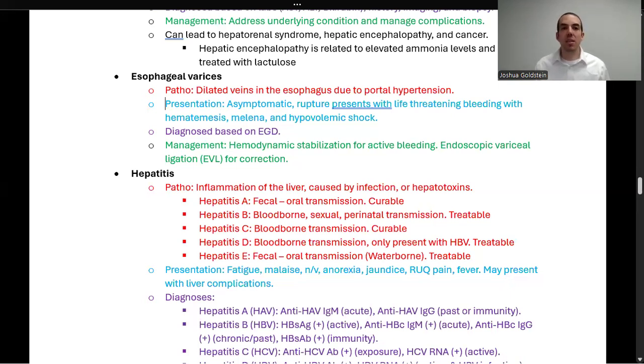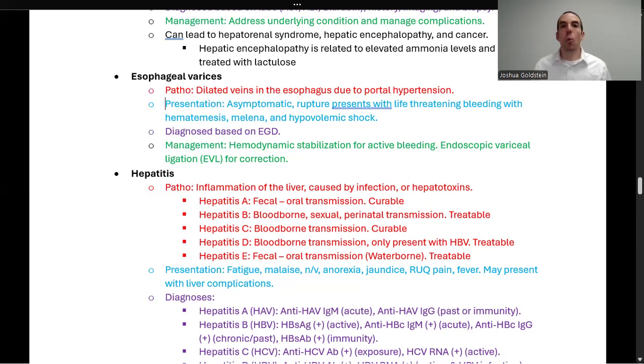Next, we have esophageal varices. Esophageal varices, the pathophysiology is it's dilated veins in the esophagus due to portal hypertension. Portal hypertension, you should remember, is high blood pressure in the veins or the blood vessels of the liver. And this excessive pressure, this hypertension, is going to cause a dilation of the veins in the esophagus. Now that those veins are dilated, they're at risk of rupture because the walls have become thinner. The presentation for this is almost always asymptomatic.